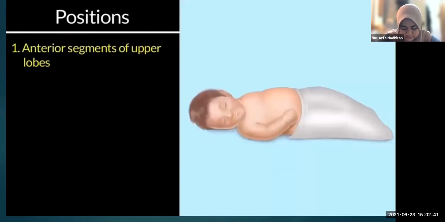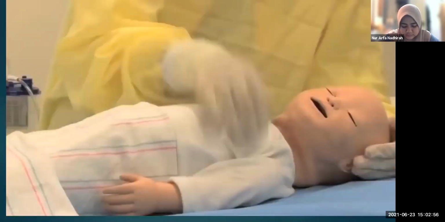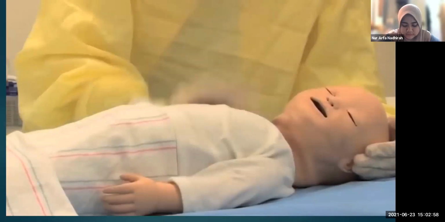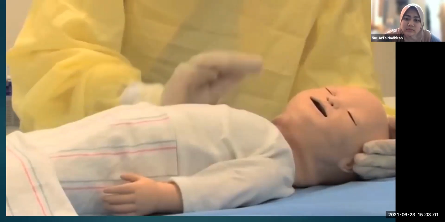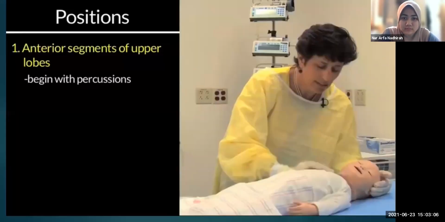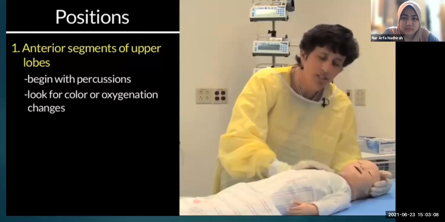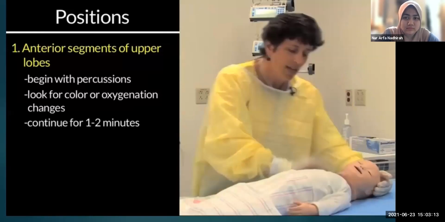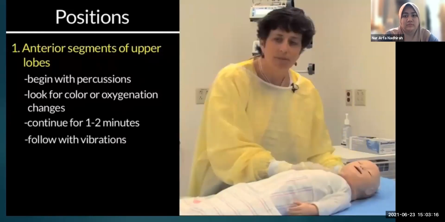The patient should start out supine in a flat position, and I'm going to start with percussing between the nipple line and the clavicle line, first on the right for 1 to 2 minutes, and then on the left for 1 to 2 minutes. So I would start on the right. I would do percussion, noting how the patient is tolerating it, looking for any color changes or oxygenation changes in the patient. I would continue that for 1 to 2 minutes, and then follow that with some vibrations.